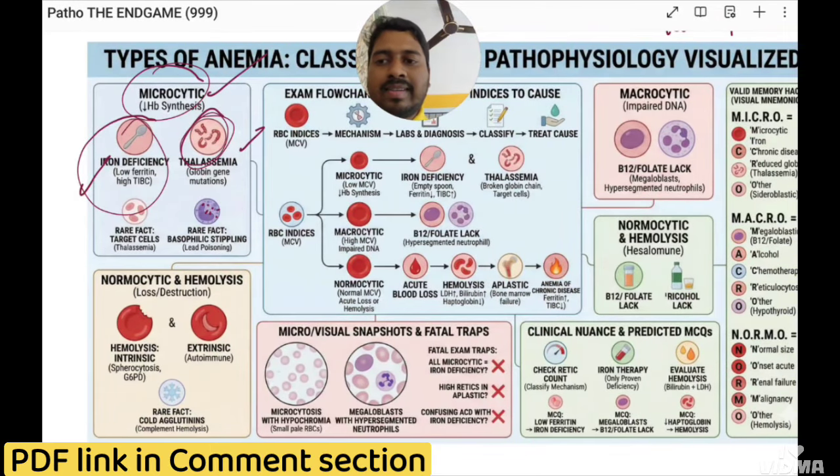Okay, these are basophils with this stippling. This is seen in lead poisoning. Now, target cells, these are cells like this. These are seen in thalassemia. T for T, remember, target for thalassemia.